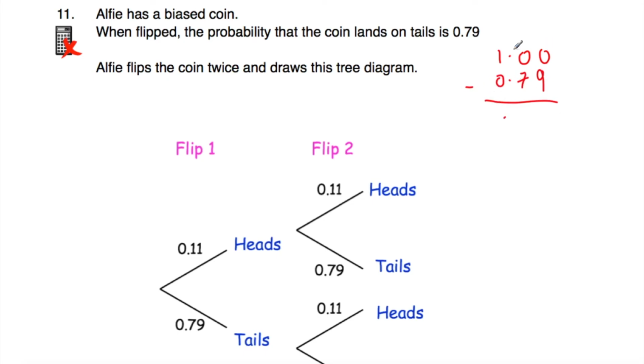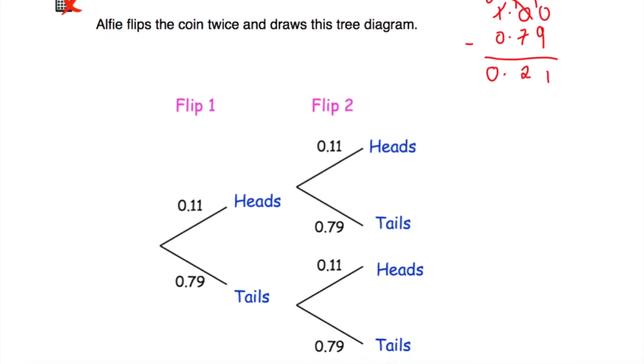So let's do that subtraction. 0 take away 9, we're going to need to borrow. So let's borrow from here. That's now a 0 and a 10. Cross that off. That's now a 9 and a 10. 10 take away 9 is equal to 1. 9 take away 7 is equal to 2. And 0 take away 0 is equal to 0. So the probability that the coin lands on tails is 0.79, and the probability that it lands on heads is 0.21.